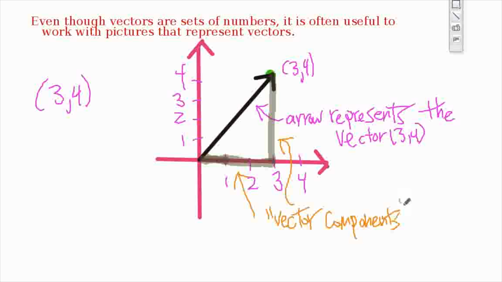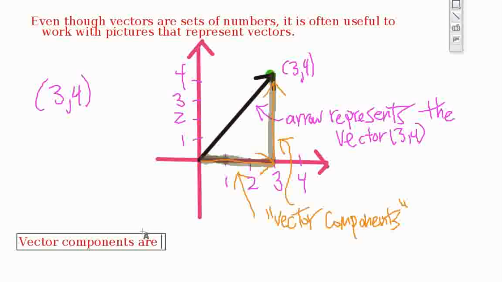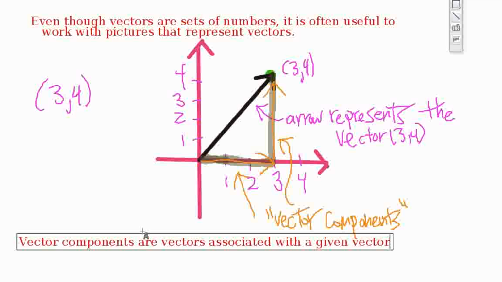Let me define it down here. So vector components are line segments that, or actually, you know what, not even line segments. Let me be more careful. So you can think of these as vectors as well. I could put arrowheads right there. So the black arrow is associated with these two orange arrows that make a right angle the way they did. Okay, so vector components are vectors. They themselves are vectors. Vectors associated with a given vector in some way.